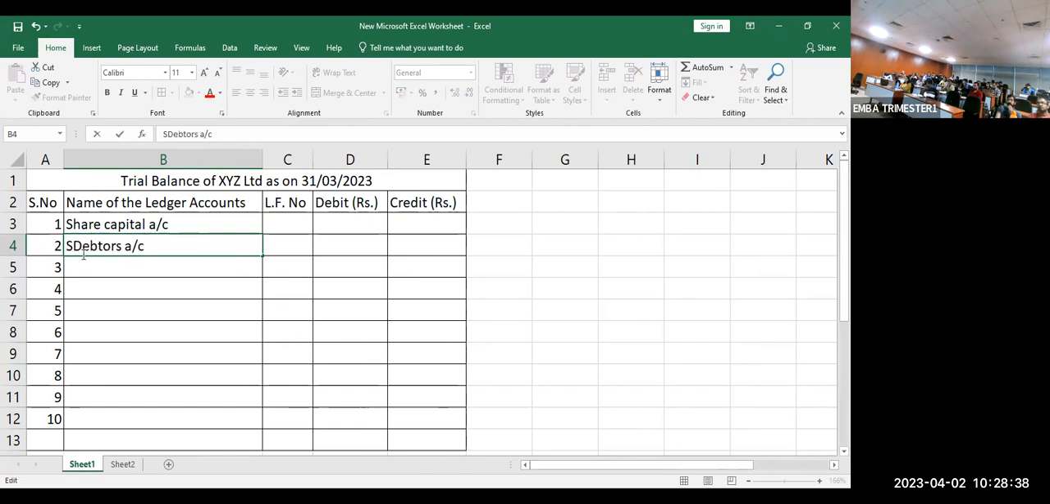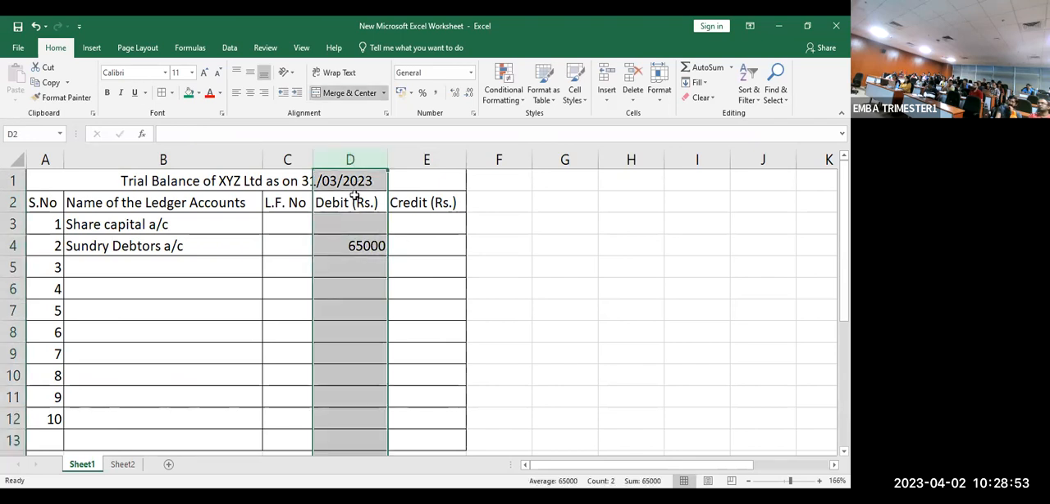Sundry debtors. Now assume there is only one customer in our company, Ramesh only. What's the amount? It will come here, 65,000. Which side? Debit side. Where is balance c/d in the ledger? Opposite side, you have to write it in.